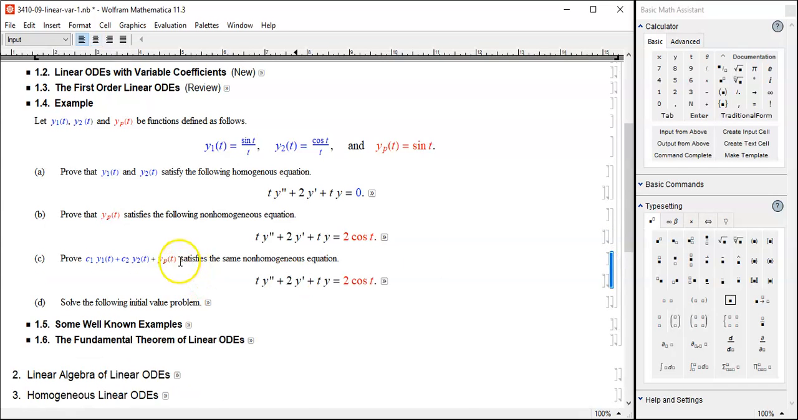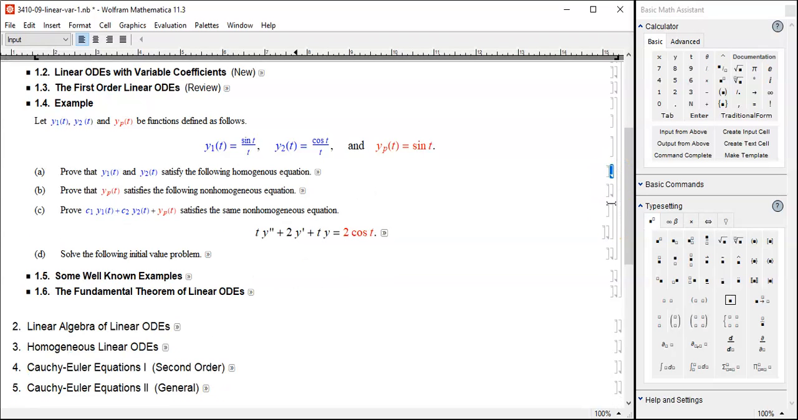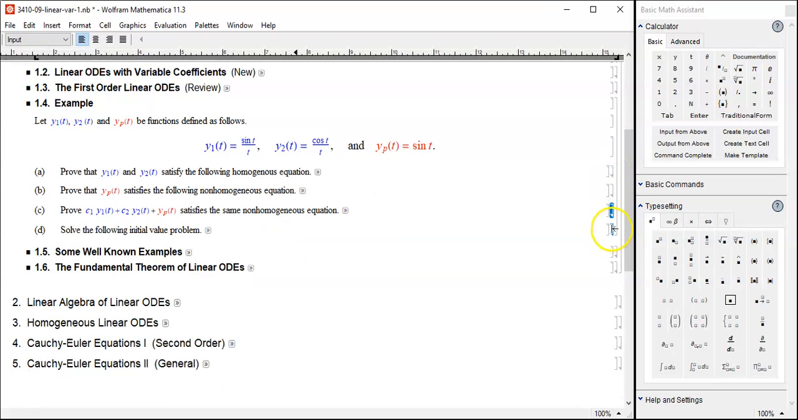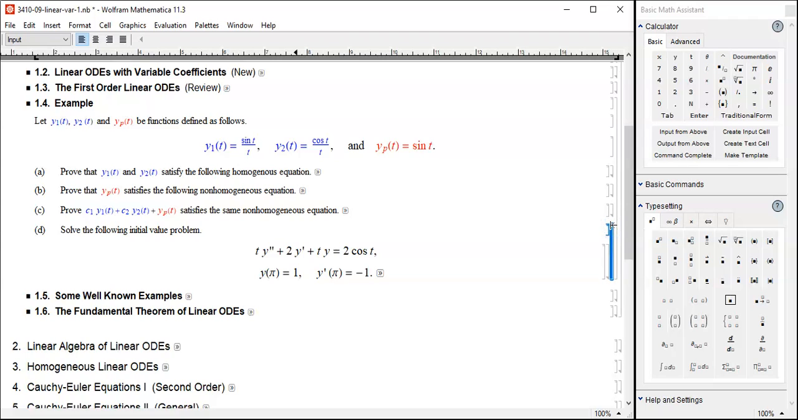And then prove that this is the solution of the same non-homogeneous equation. Basically, it's a principle of superposition. You can add those up. And the proof is left to the students. It's a messy computation. Elementary but messy. But you can do it a little bit better with a computer algebra system. How about solving the initial value problem?